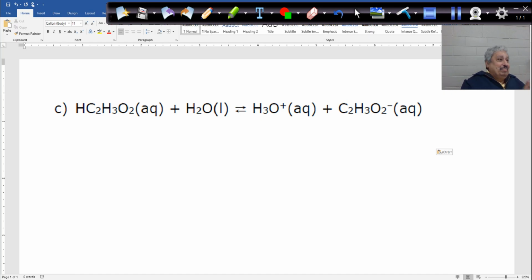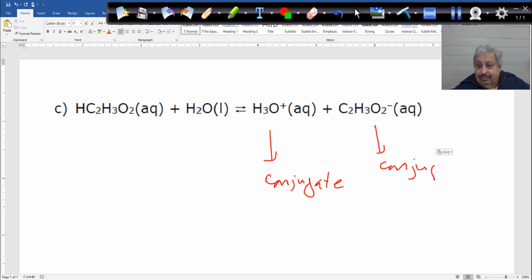Because acid and base will be only on one side, and then conjugate base and conjugate acid on the other side, correct? So acid and base we always consider reactants, and the conjugate base and conjugate acid will be our products. So we know that now they are conjugate, so they are our products. By definition, always our products, correct?